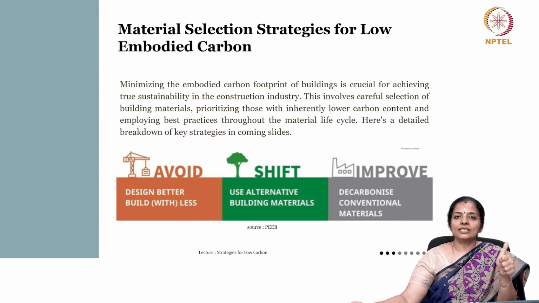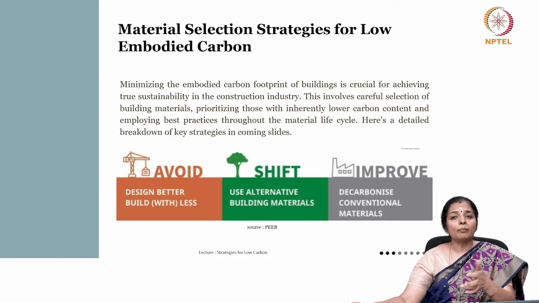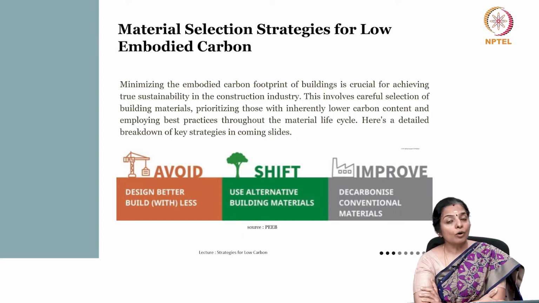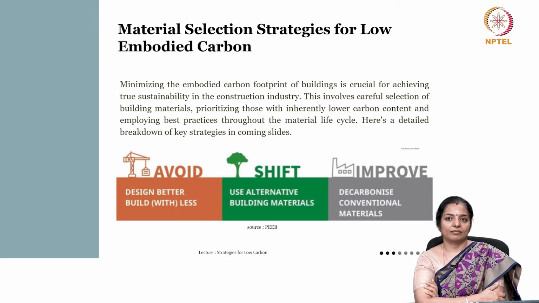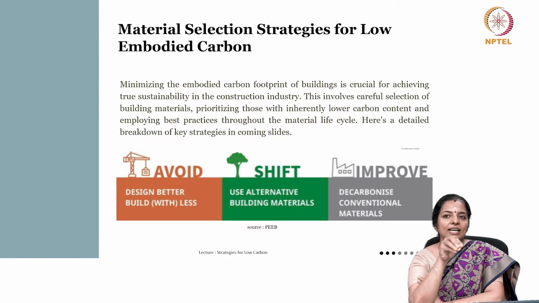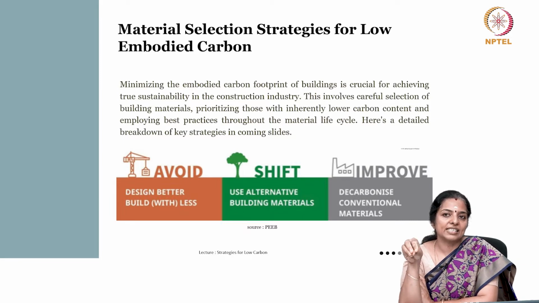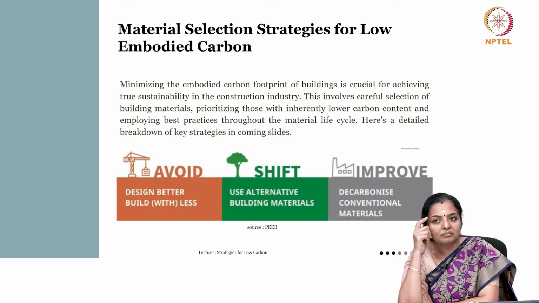One of the thumb rules is that you need to use natural products, and that will lead you to have components which have low embodied energy, low embodied carbon, and sequestered carbon will be high in those products. You should employ best practices throughout the material life cycle. Now, let us look at a small breakdown of key strategies in the forthcoming slides.